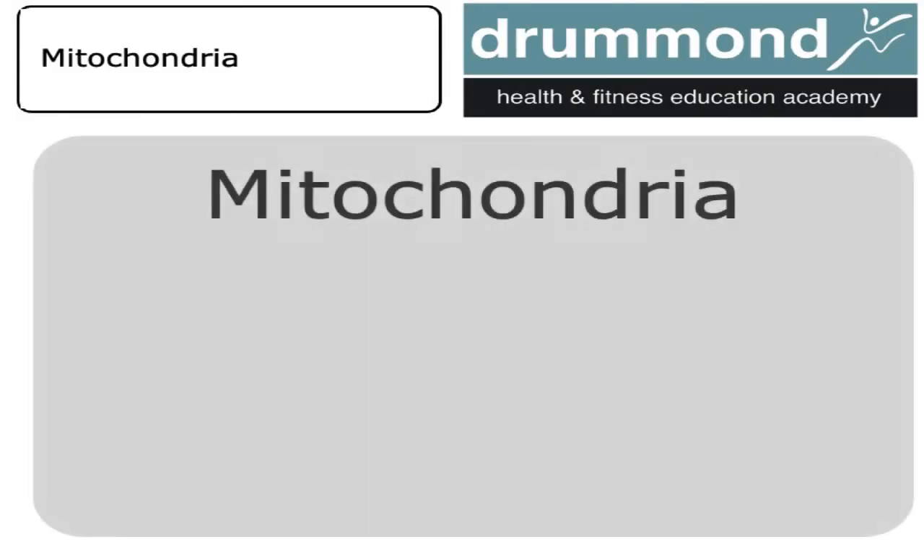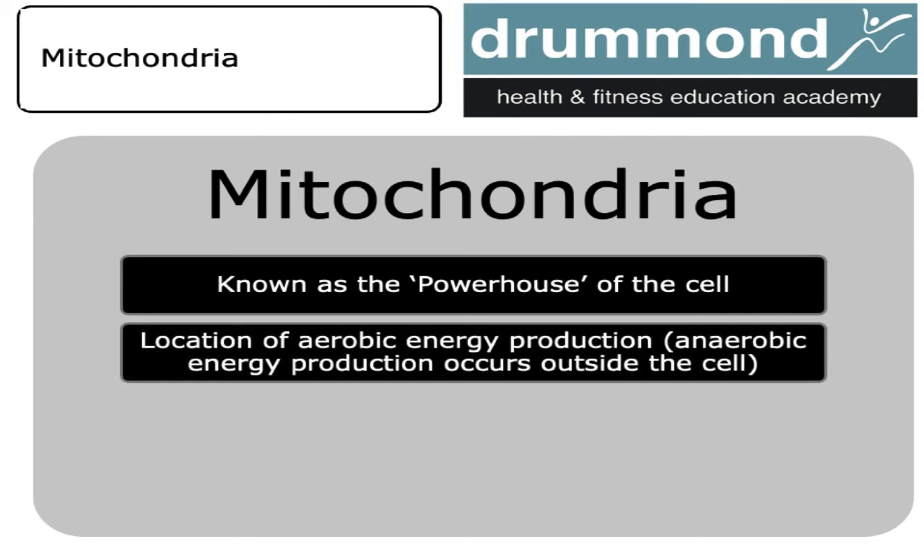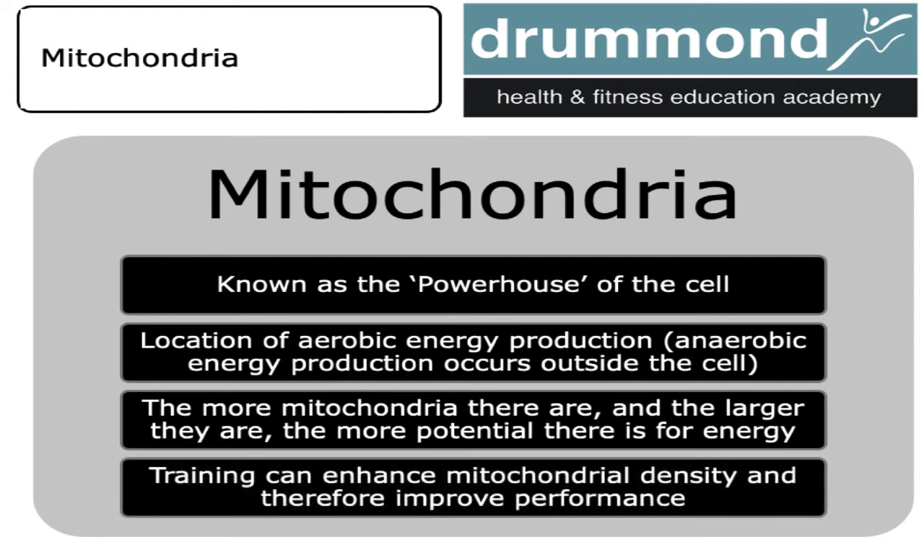The mitochondria is known as the powerhouse of the cell, and it's the location of aerobic energy production. Remember that anaerobic energy production occurs in what's known as the cytoplasm outside the mitochondria. The more mitochondria there are and the larger they are, the more potential there is for energy production. Training can enhance mitochondrial density and therefore improve performance.